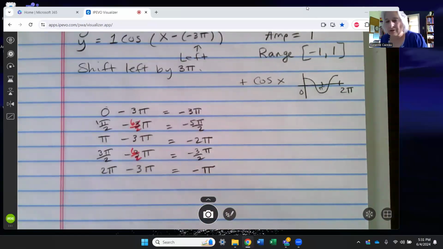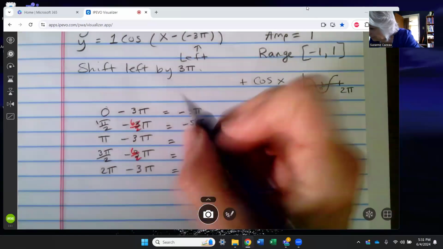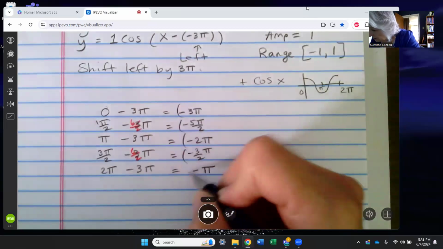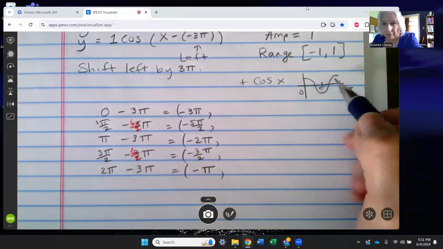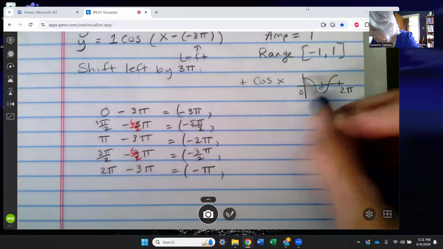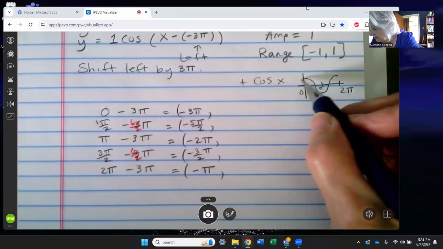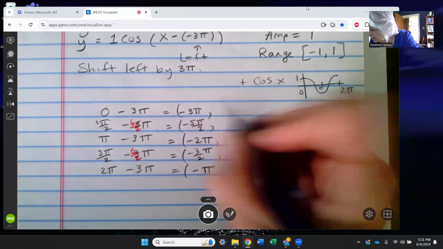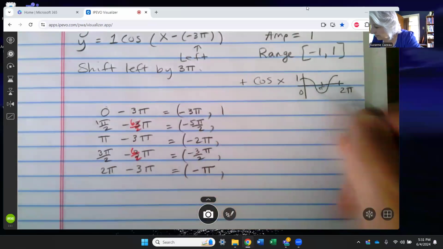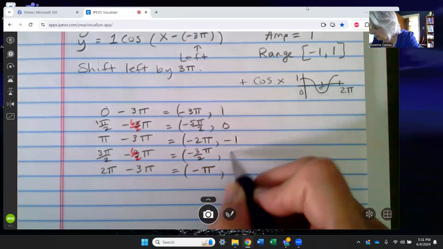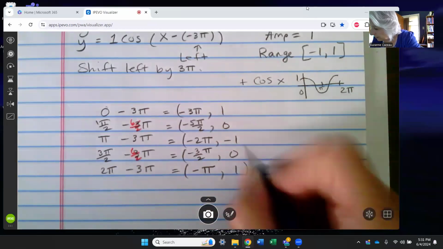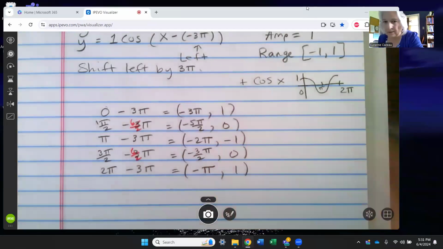Your y coordinates are not going to change. So if you just look at the graph here, you can see you're up here at 1. Just remind yourself that this is 1. Okay, so we got 1. Then it comes down to 0. Then it comes down to negative 1. Then it comes up to 0. And then it goes back up to 1. And there you are. There are your quarter points.